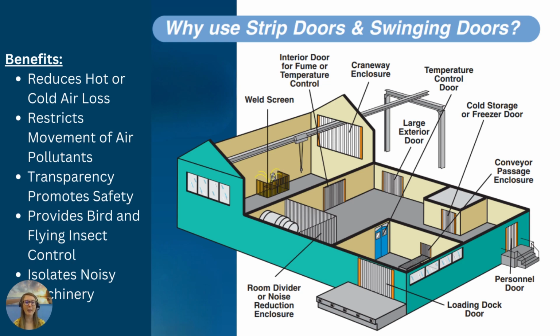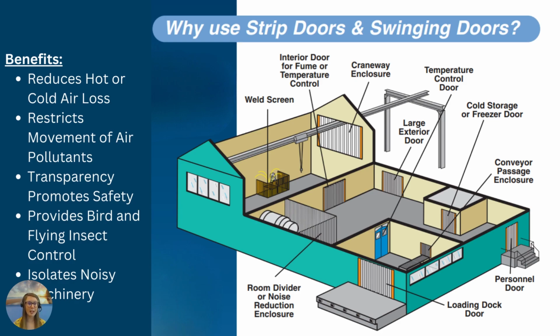Let's take a look at the weld screen area. To protect others' eyes when welding is happening, we want to hang a Curtron strip door that is specifically designed to keep those arc lighting rays away or out of employees' eyes who are walking past or working in the same vicinity.